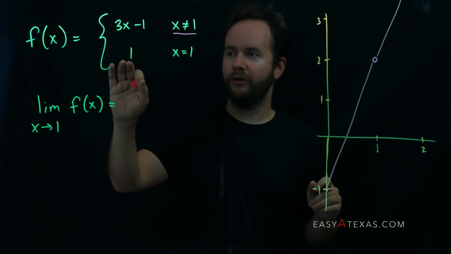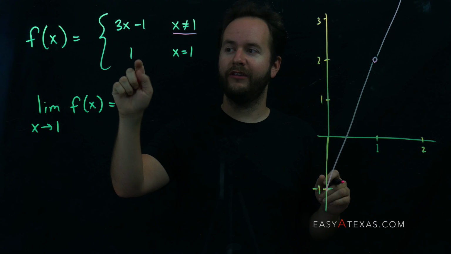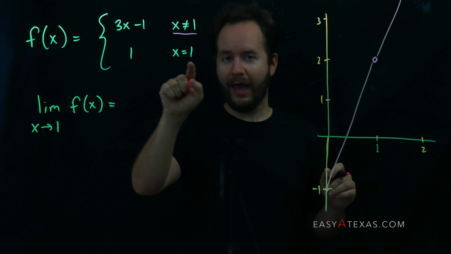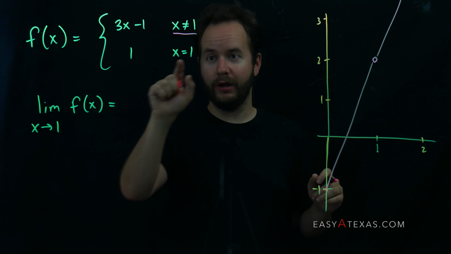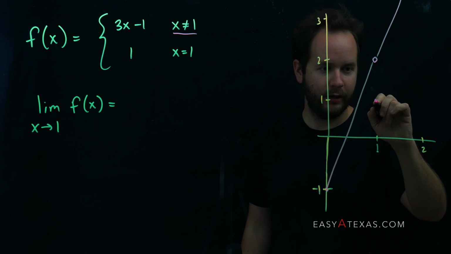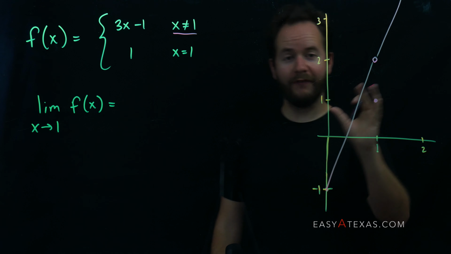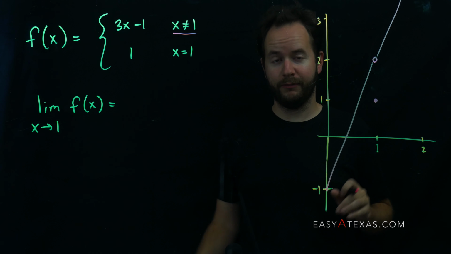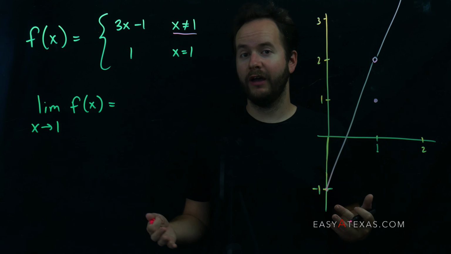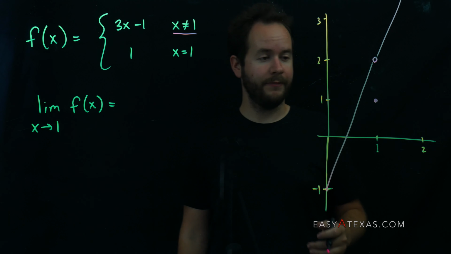Now, the rest of this piecewise defined function has the value of 1 at x equals 1. That means the y value is 1 at x equals 1. So I'm going to put a closed circle here. So graphically speaking, we've drawn what this piecewise function looks like, and now we just need to evaluate the limit as x approaches 1 of this function.